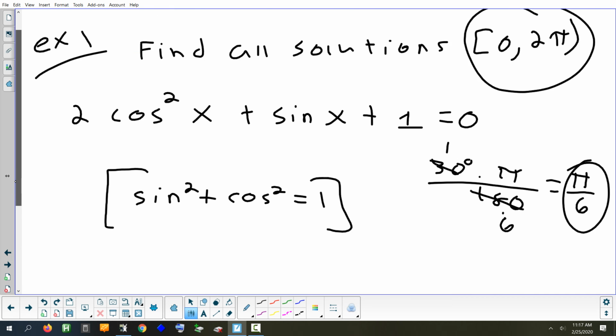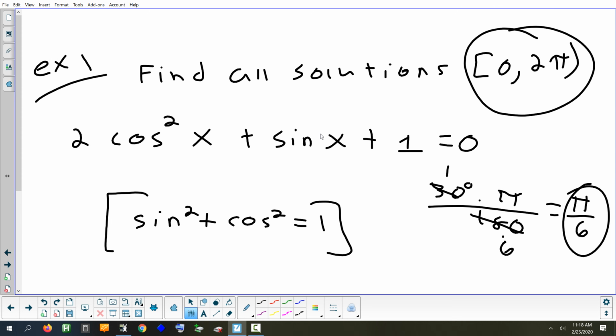All right, so let's look at this one. 2 cosine squared x plus sine x plus 1 equals 0. Does that equation fit the pattern I showed you earlier for a quadratic? No. Not quite. It's close, but what's wrong with it? Does it have an x or a variable? So we have variables right there, right? x and x. So we got those.